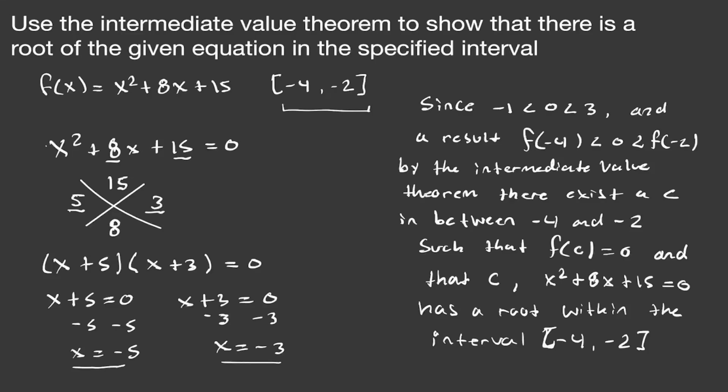So in this case, we would say that f of -3 is a root within this interval. And that is all.